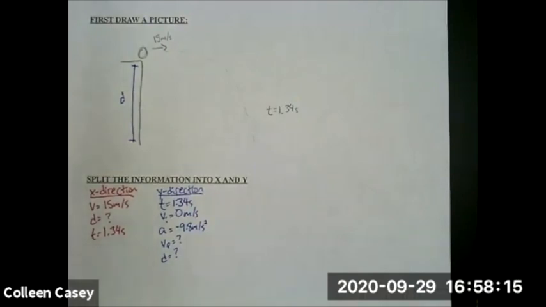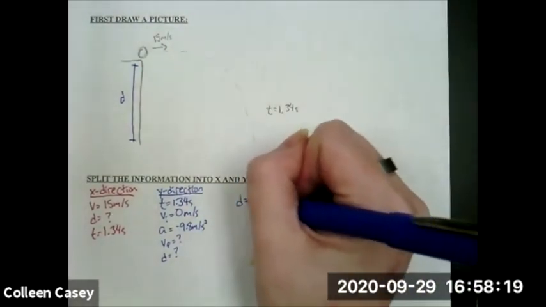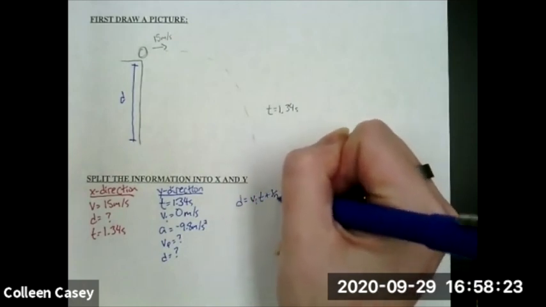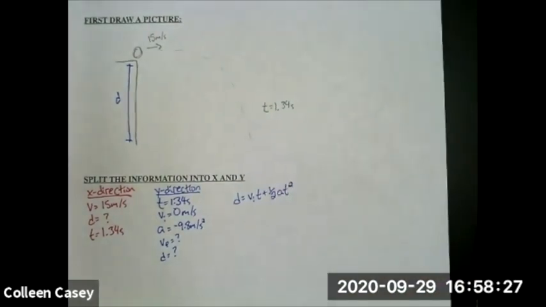So I'll go back to my equation chart. I don't know final velocity, and right now I don't care about final velocity. So I'm going to use the same equation as last time, this number 5 equation, and I've got that the distance is equal to the initial velocity times t plus 1/2 a t squared. I'm going to go ahead and switch to a pencil just so that I can easily erase any mistakes.